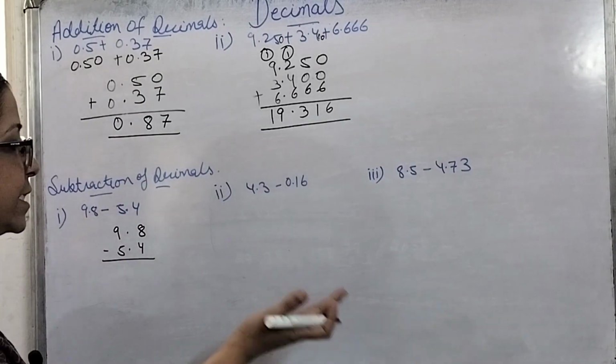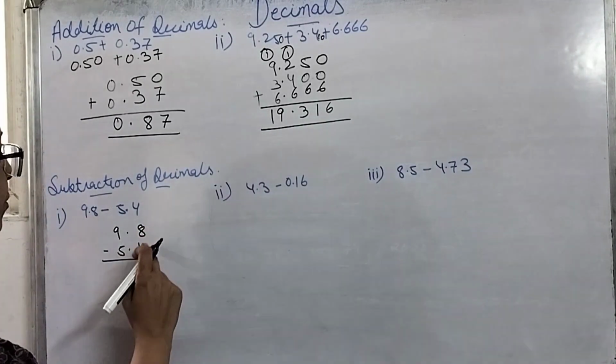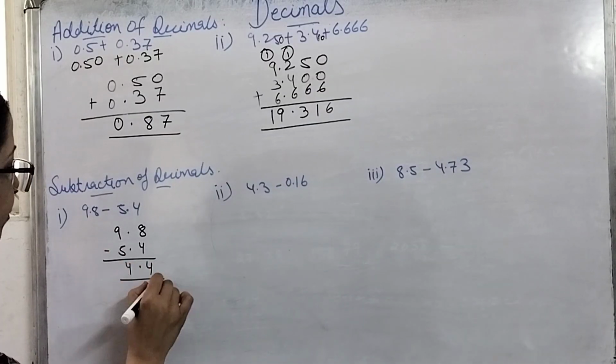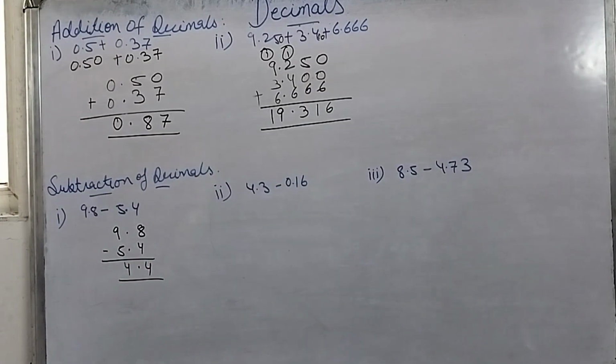Now again from the right hand side we will start subtracting. 8 minus 4 will be 4. 9 minus 5 will be 4. So the answer will be 4.4.